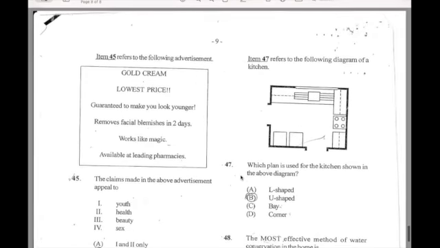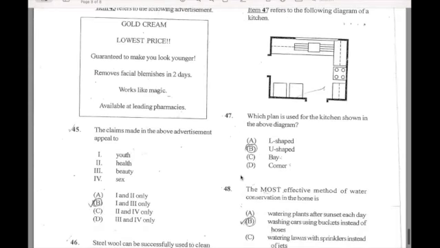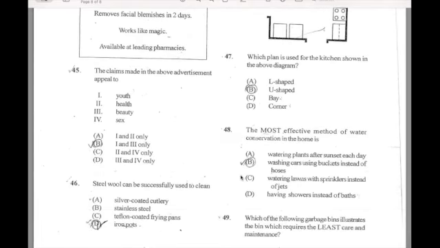Question number 45 refers to the following advertisement. Gold cream, lowest price, guaranteed to make you look younger. Remove facial blemishes in 2 days. Works like magic. Available at leading pharmacies. The claim made on the above advertisement appeals to 1. youth, health, beauty, and sex. So if your answer is B, then you're correct. Youth and beauty.